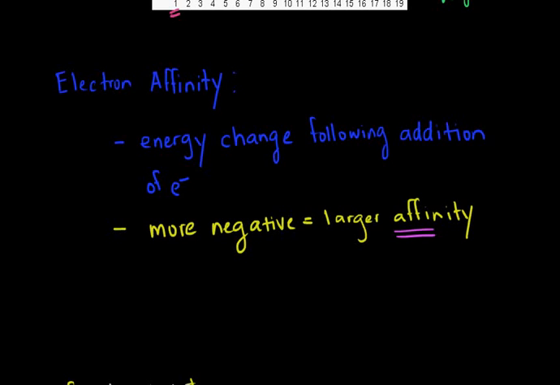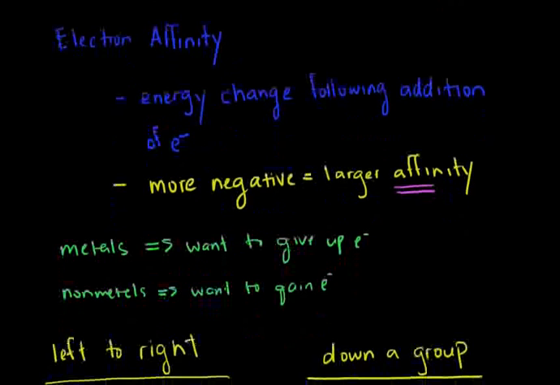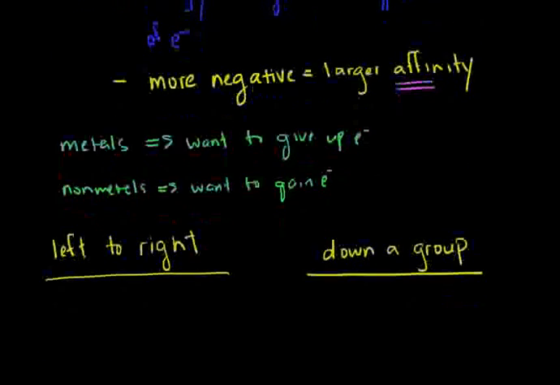And generally, metals want to give up an electron, so they're going to have low electron affinities because they don't want to gain electrons, whereas nonmetals want to gain an electron. They want to gain electrons to complete their octet because they'll be closer to 8 when they gain an electron.